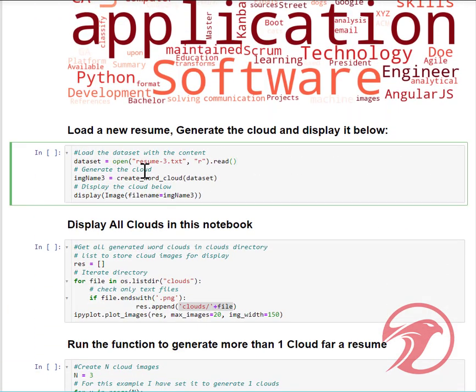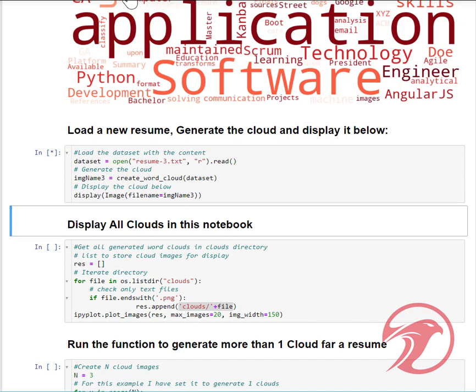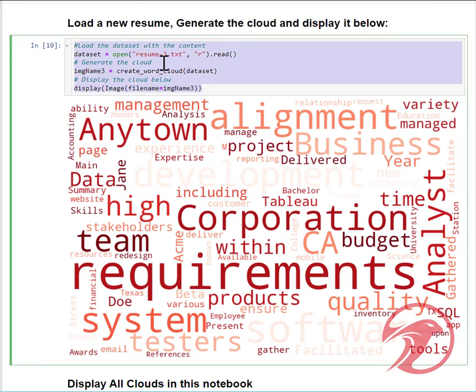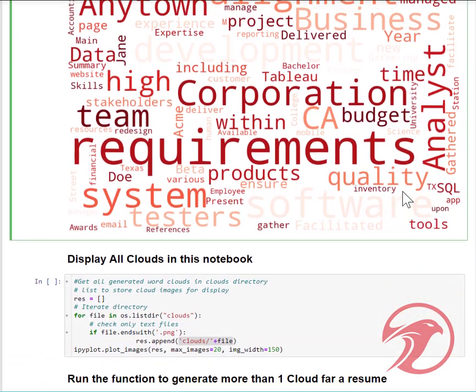And then now we'll read the one for the business analyst, right? And there you have it. So here I just combined all in one, right? We just read the resume, generate the cloud, and display it here. And so: corporate, requirements, budget, analyst, alignment, Anytown. I'm assuming that's just the random company addresses.